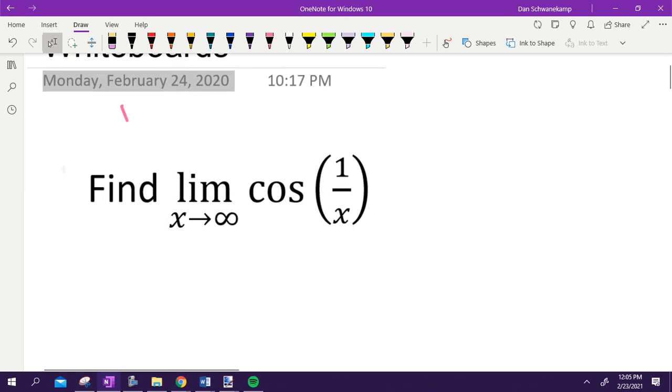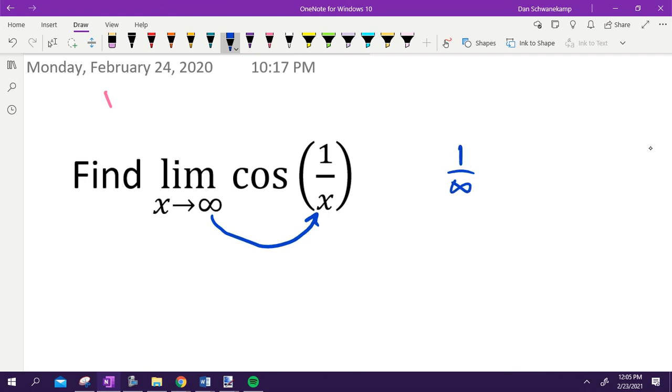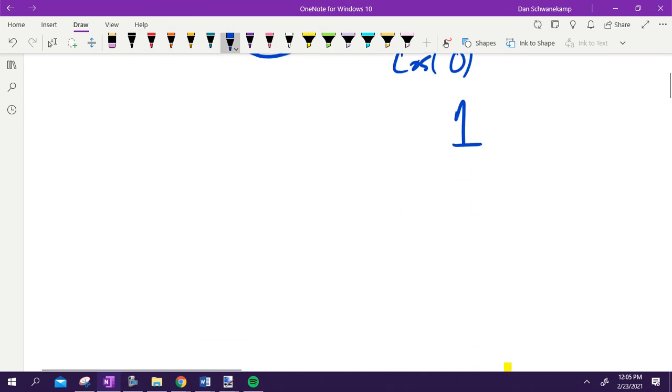Our first problem up here is the limit as x approaches infinity. If we want to know, when in doubt, when we're doing infinity limit, we just plug in infinity. 1 over infinity is a number that gets closer and closer to 0. If we do cosine of 0, that answer is 1. That's a pretty challenging one, but if you can work your way through that, you're going to be successful.